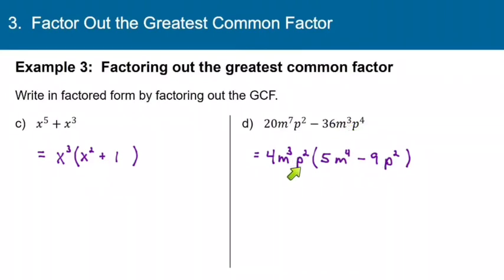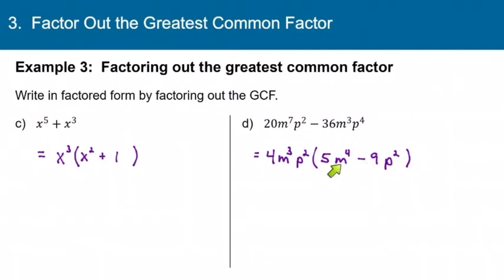Okay, now you can mentally check that distributing this GCF back into this parentheses will produce this polynomial, and that does work. And then we also need to check that the common factor we wrote out here was the largest common factor we could have used. So we need to make sure that nothing except 1 goes into both 5 and 9, and that's true.